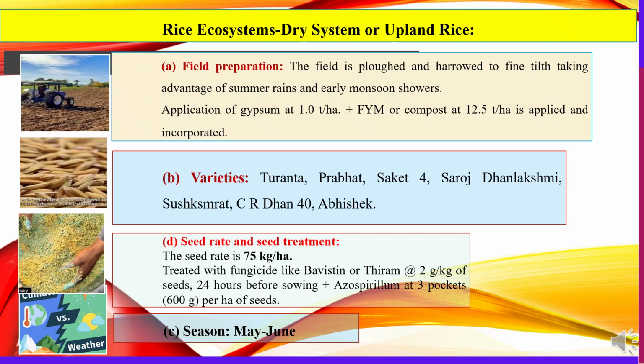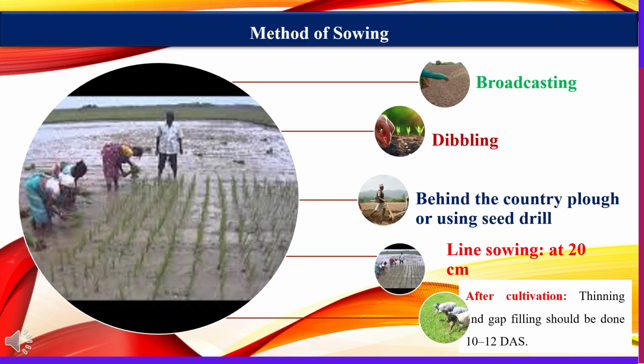Seed rate and seed treatment. The seed rate is 75 kilograms per hectare. Seeds are treated with a fungicide, Bavistin or Thiram, at 2 grams per kilogram 24 hours before sowing. Additionally, azospirillum is applied at 3 packets, 600 grams per hectare of seed. Season, May to June.